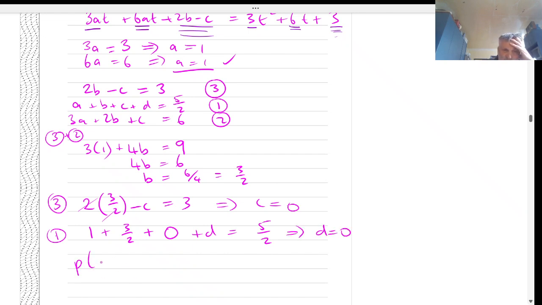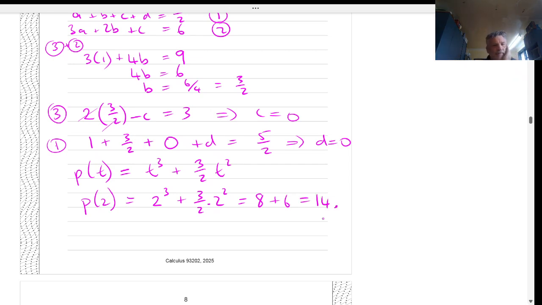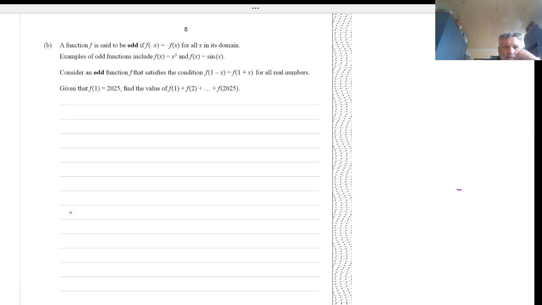So now we've got an equation p of t, which is a, which was 1, times t cubed, plus b, which was 3 over 2, times t squared, and then a couple of 0 terms after that, which we don't need to write down. And ultimately we're asked to find what the value of this function was when t was equal to 2. So we just simply put 2 in. 2 cubed is 8, 2 squared is 4, divided by 4 is 2, 2 times 3 is 6. So we get a value of 14. And we're done. Let's move on to question B, or part B.